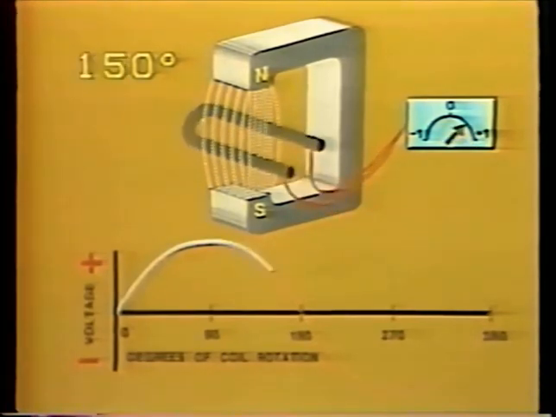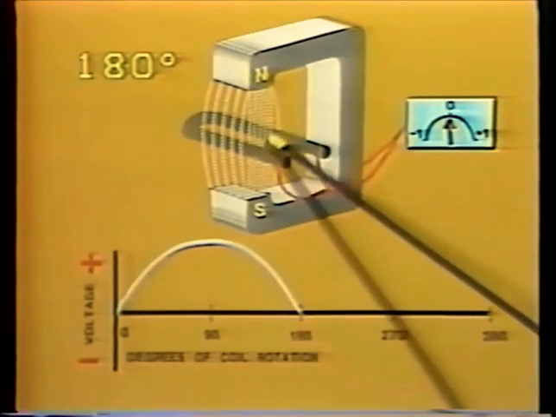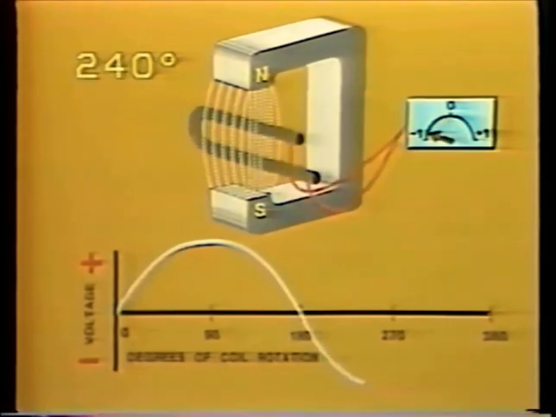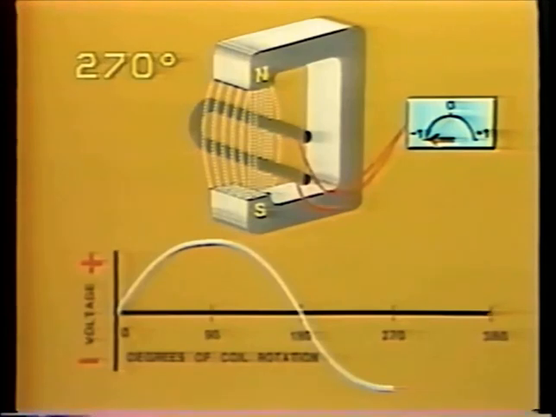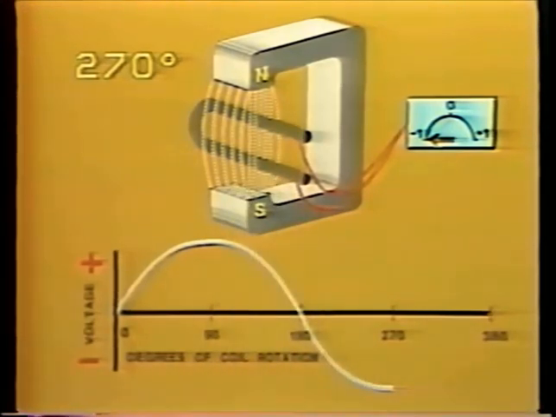When the coil has rotated another 90 degrees, again, it is not cutting any lines of force, and voltage is again 0. After a still further 90-degree rotation, the coil is cutting lines of force at a maximum rate, but in the opposite direction. Maximum voltage is therefore induced in the opposite direction.